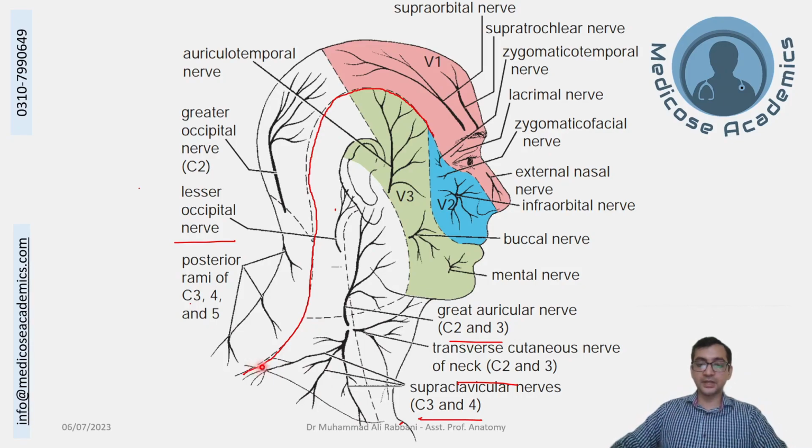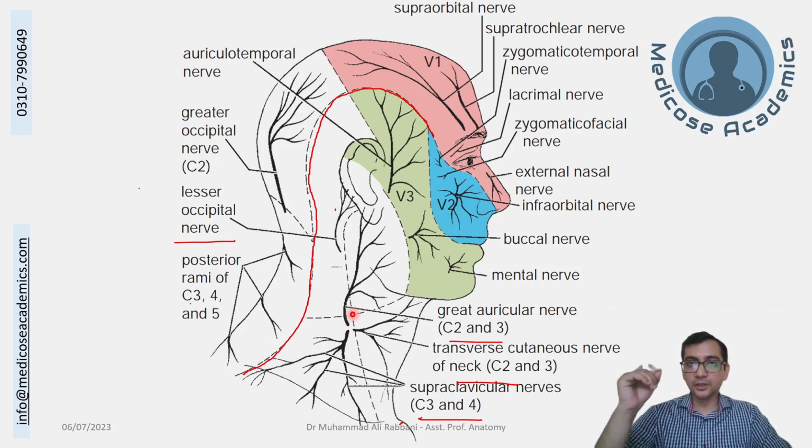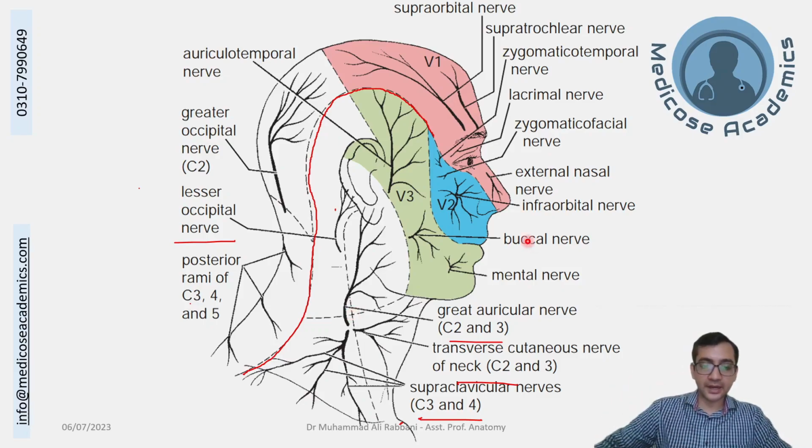Lateral supraclavicular nerves C3 and C4. It branches this area. This is the topic of the thorax. Beyond that, after that, the next dermatome is T2. There is C3, C4 with supraclavicular nerves, and just below this, there is T2.